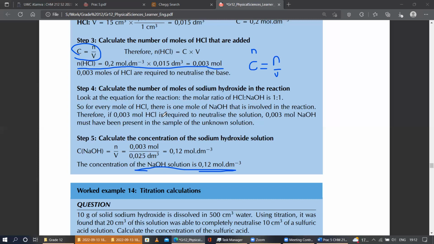But basically, first thing first, balance the equation, convert to the right units, calculate the number of moles, use the ratios, and you'll get your final answer.